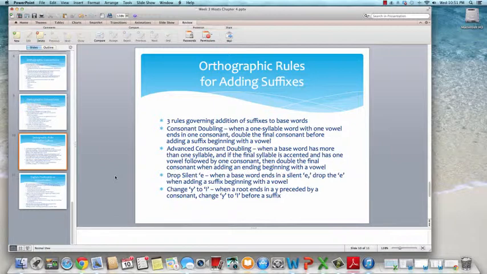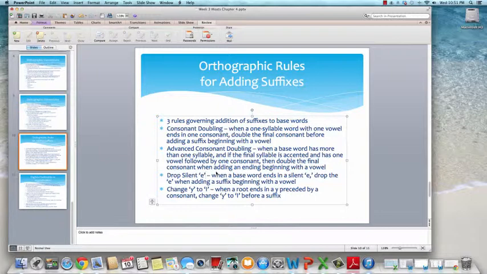Then finally you have the drop silent E rule, and that's probably one of the few rules we definitely were taught when we were in school, is when to drop E and change it to Y. When a base word ends in a silent E, drop the E when adding a suffix beginning with a vowel. So drop E to add ing, drop E to add ed, and then S versus ES.